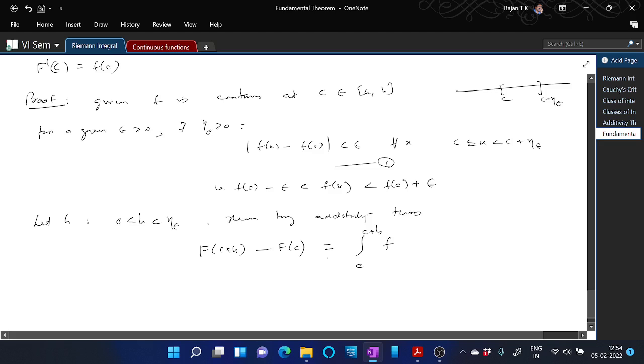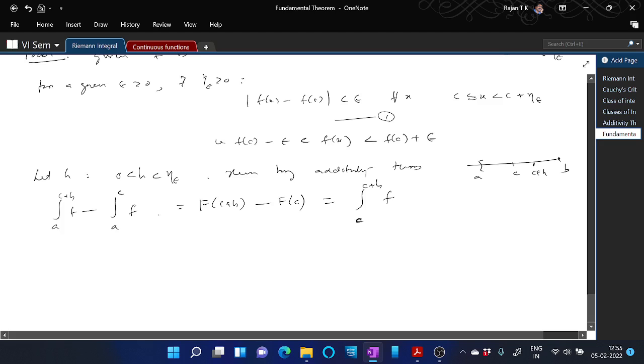F of c plus h minus F of c is equal to the integral from a to c plus h of f, taking it like this: a, this is c, and this is c plus h. So the integral from a to c plus h minus the integral from a to c is the integral from c to c plus h, and that is F of c plus h minus F of c. This is actually the integral from a to c plus h of f minus the integral from a to c of f. This is F of c plus h minus F of c, which is equal to the integral from c to c plus h of f by the additivity theorem.